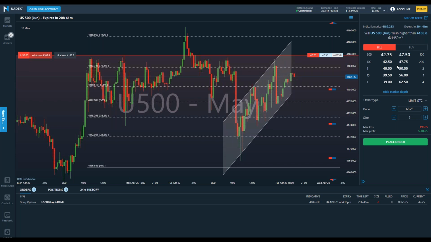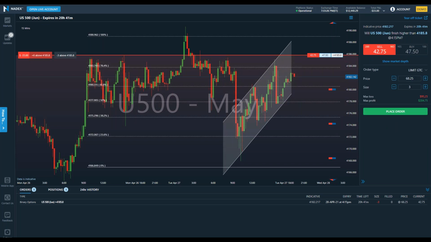Now, I've been talking about limit orders. I've been talking about limit orders only. I want to show you the other way to trade these. When the markets are moving quickly, people will often go, and I'm going to change this from a limit order to a market order.